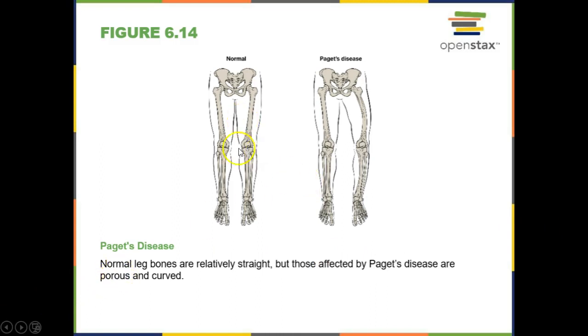So here is Paget's. Here's a picture of Paget's disease from your book. Over here we have curved bones that are porous, and this kind of reminds me of rickets again, but this is typically seen in adults that are middle aged. 40 to 50 years old is when this disease shows up.